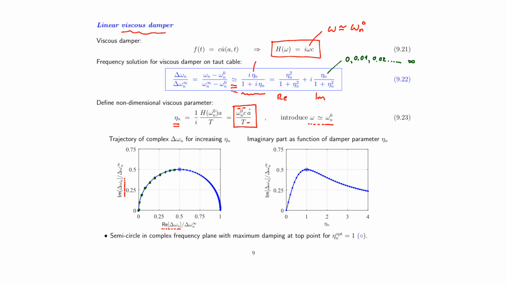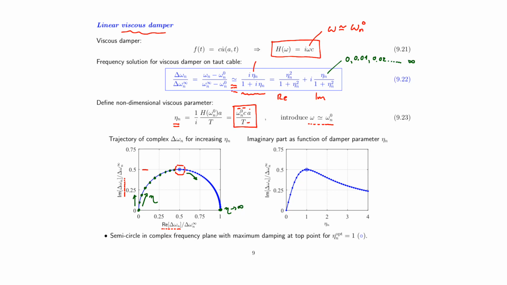When we initially increase eta, we also increase the imaginary part, but something happens around this place. Here we reach the maximum imaginary part, and when we increase eta beyond this, we actually approach the real valued axis and end up down here for eta approaching infinity.